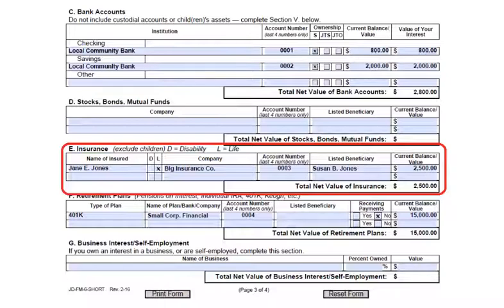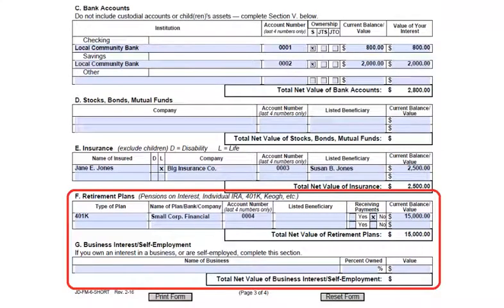Fill in all information for other insurance policies in the lines provided or on an additional sheet of paper if needed. Add up all the values in the column labeled Current Balance Value and enter the total in the box on the line labeled Total Net Value of Insurance, or allow the automated form to do it for you.